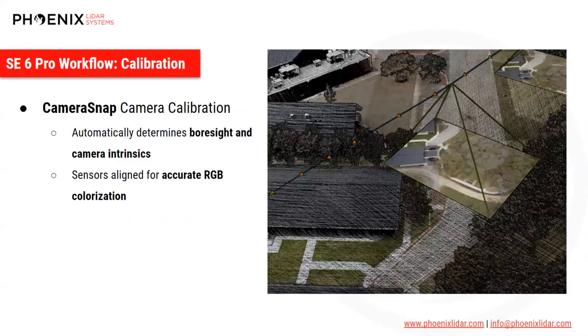And of course, on the topic of calibration, this doesn't just go for LiDAR. We also use software within SE Pro 6 called CameraSnap that allows you to calibrate the cameras, which makes for nearly seamless RGB overlay onto point clouds, and we all love that.